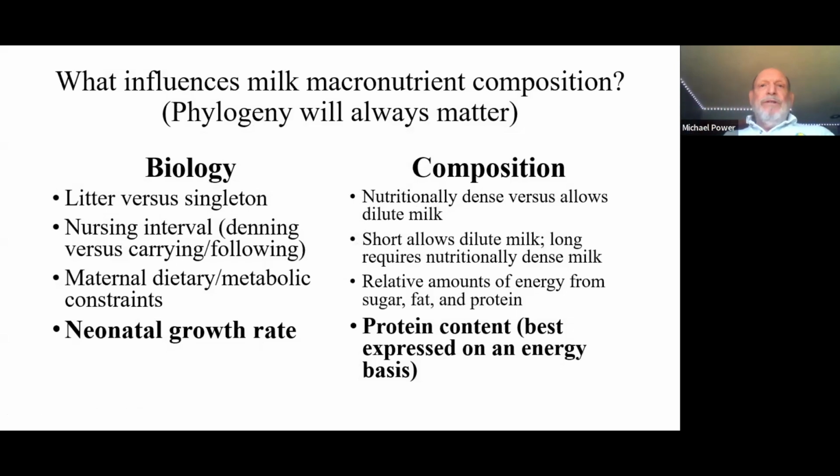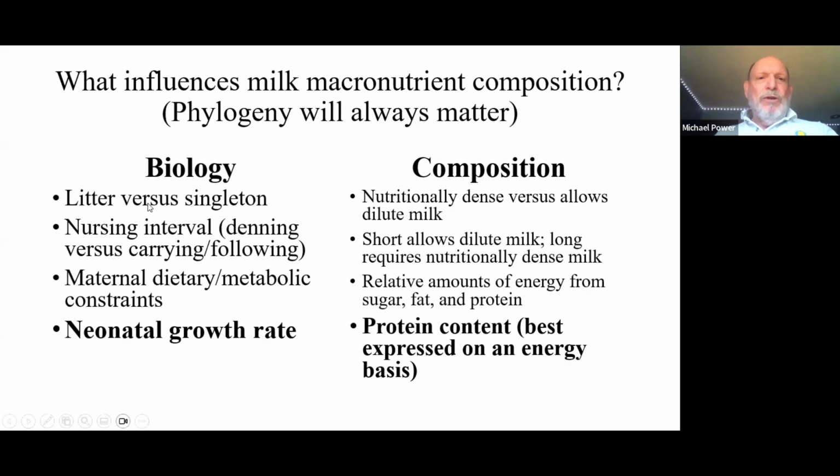All right, so what influences milk macronutrient composition? Phylogeny is always going to matter. All right, the simplest one we have here is all xenarthrans, even though I have insectivores, omnivores, and herbivores, they all have high protein milks. They all have a similarity in there. So phylogeny is always going to be an important aspect to it, both in terms of constraining milk and also potentially constraining what an animal can do.